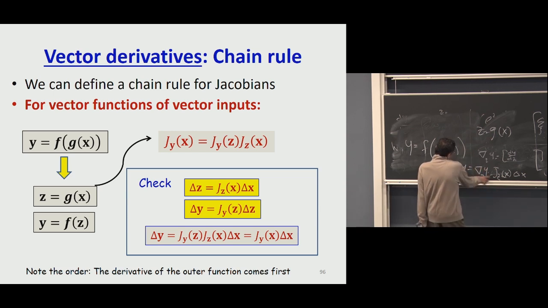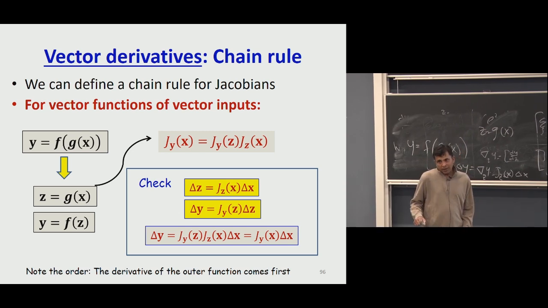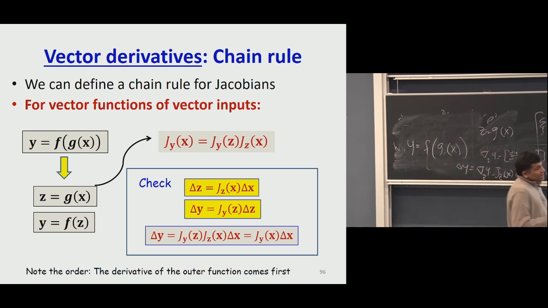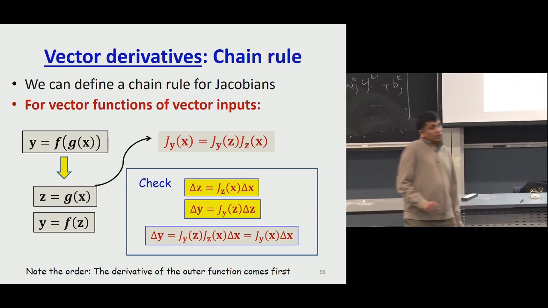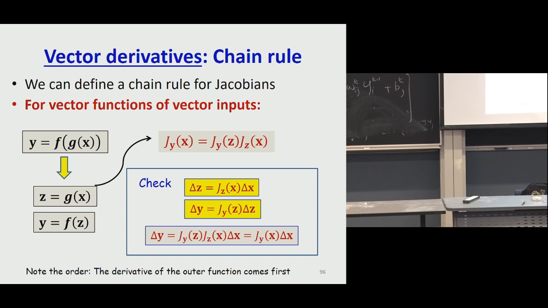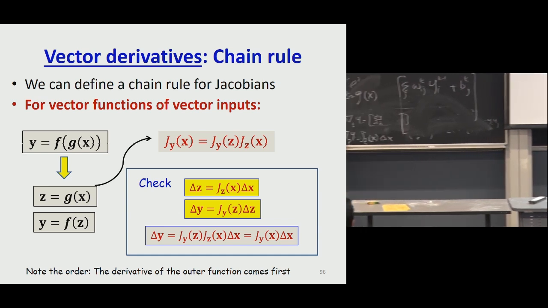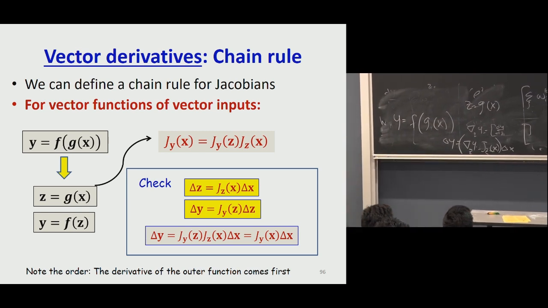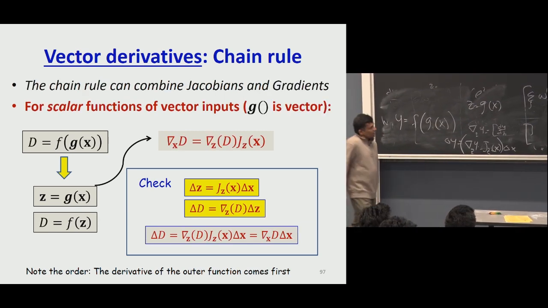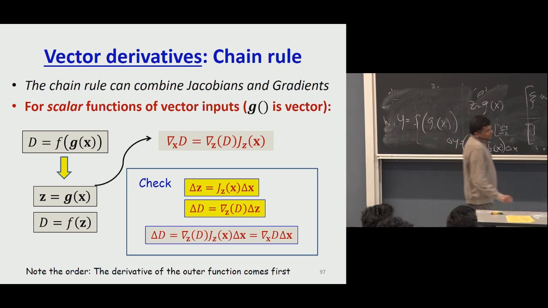This is a row vector, this is a matrix. What's the product of a row vector and a matrix? It's a row vector, right? And so what is the derivative of y with respect to x over here? That's going to be this product. So even if you're looking at a scalar, if I say d equals f of g of x, the same property holds.